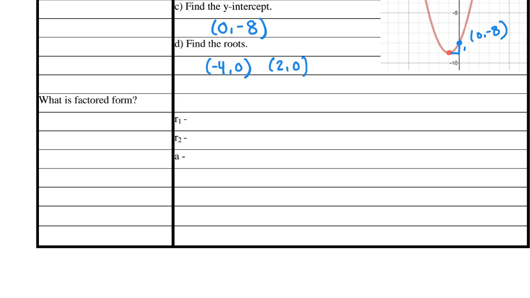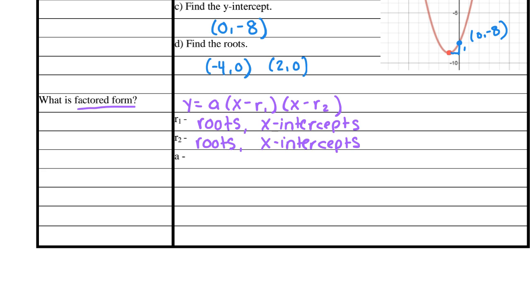So we've looked at our general form and our vertex form of a quadratic. Now we're going to look at factored form. Factored form is y equals a times (x minus r1) times (x minus r2). R1 and R2 are both your roots, or the same thing as your x-intercepts. And the same goes for r2.